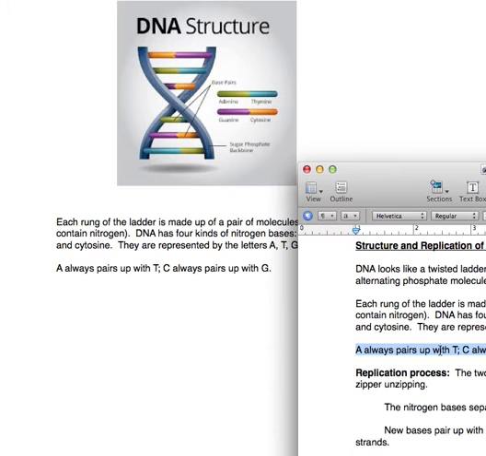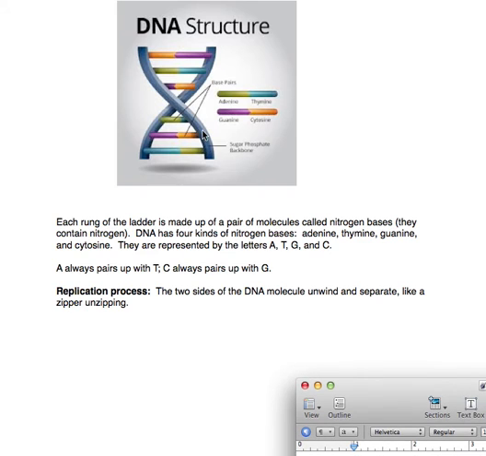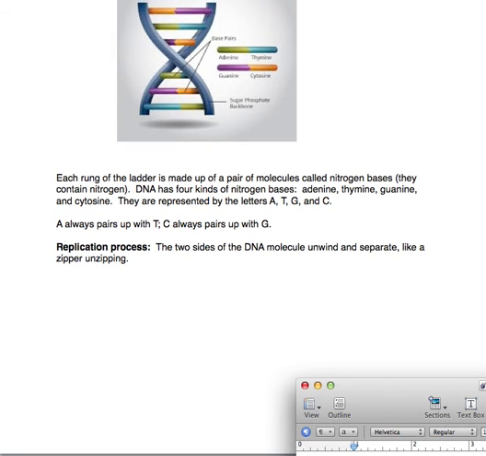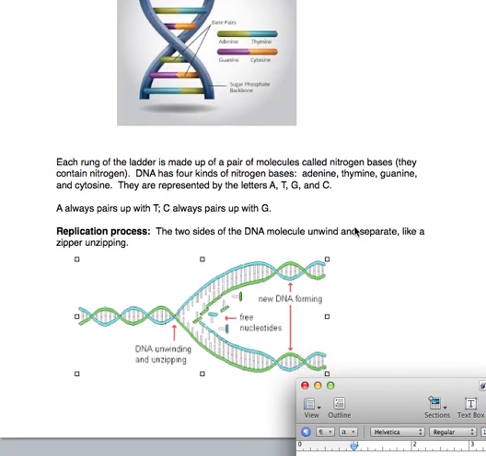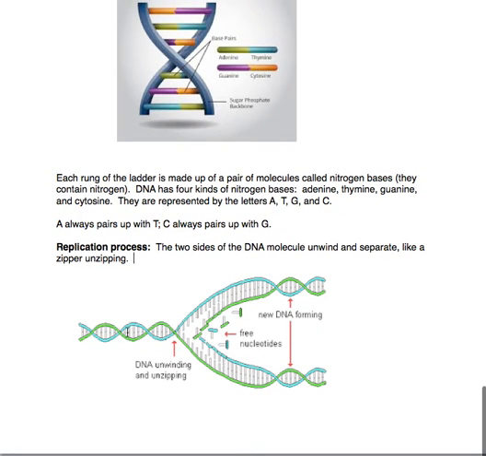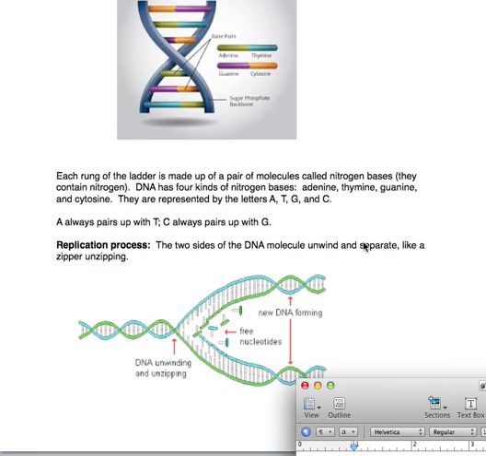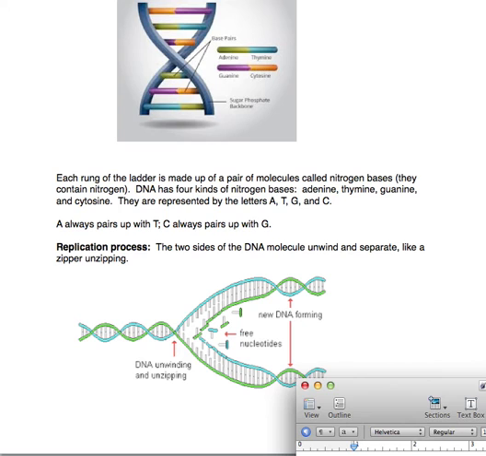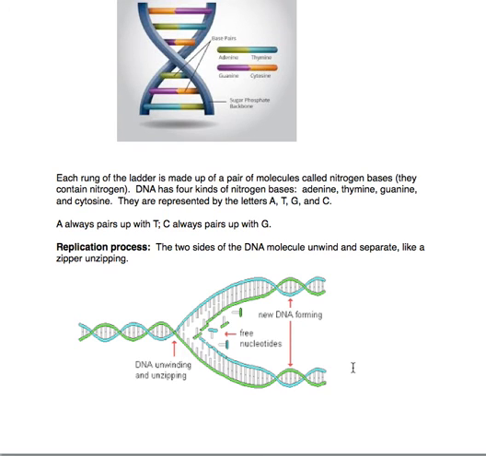But how does it work? So what happens during the replication process? Well, first, the 2 sides of the DNA molecule need to unwind and then separate, like a zipper unzipping. And I know we had this picture at the beginning, so let's show it again. So here you have the 2 sides. They've unwound and they've unzipped. And you can see something happening in there, and I'm going to explain that a little further.